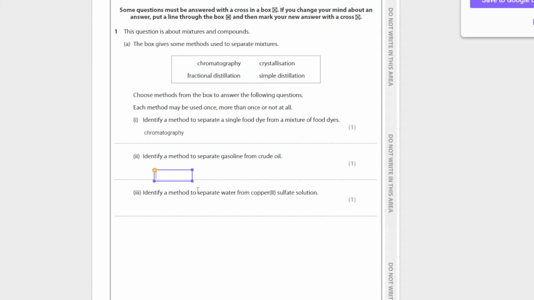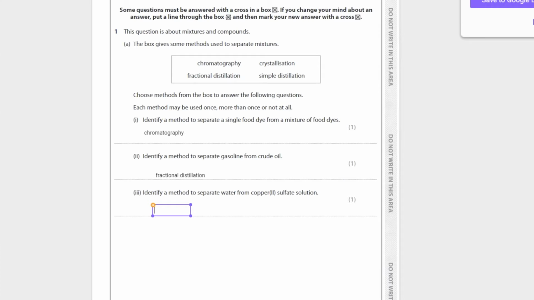Okay. Now we see gasoline from crude oil. When we hear crude oil, we know the different fractions of crude oil. You should know the different fractions of crude oil if you're studying double and triple, I believe. But just in general, as soon as you hear crude oil, you should know it's to do with fractional distillation, because that involves separating the crude oil into its different fractions. So, fractional distillation.